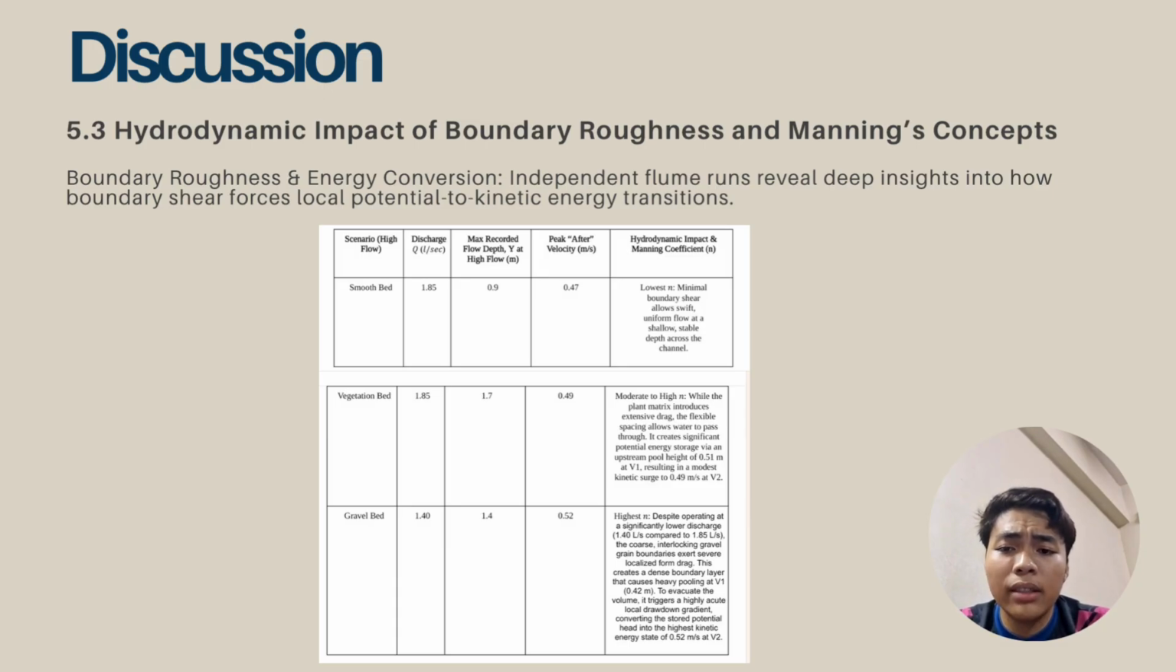To evacuate this volume, a highly acute drawdown gradient is established, rapidly converting the stored potential head into our maximum recorded velocity of 0.52 meter per second at station V2. This clearly demonstrates that while micro roughness dramatically increases flow depth and local resistance, the spatial transitions trigger significant local acceleration to maintain mass balance.